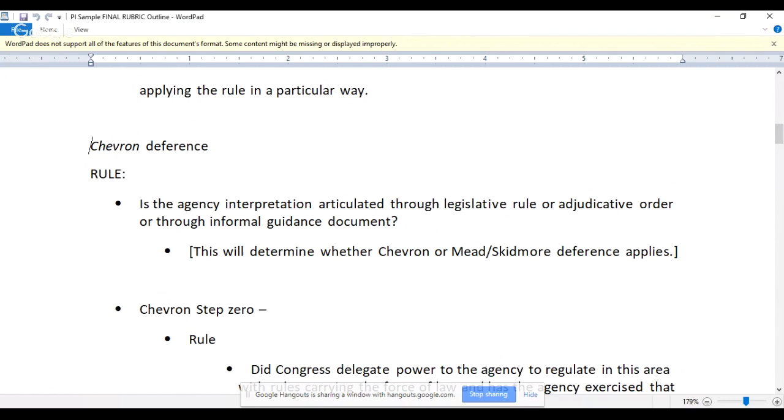Now, what about an informal guidance document? That's the policy, like a policy manual. That's just an internal set of rules, so they don't carry the force of law, right? So now look at the next line. It says this will determine whether Chevron slash Mead Skidmore deference applies.